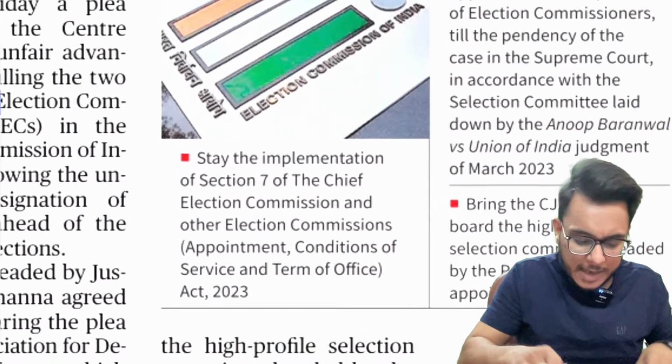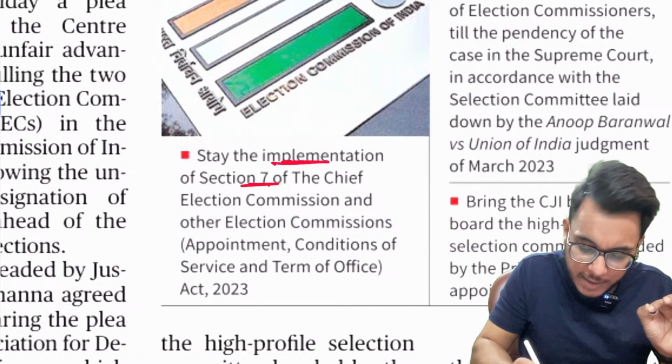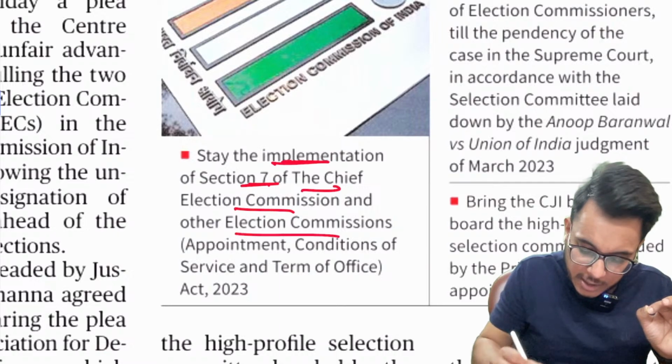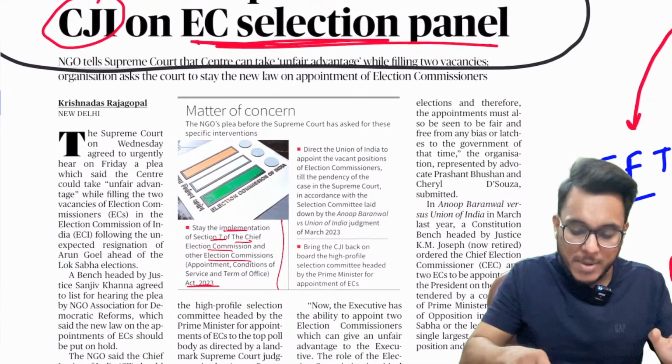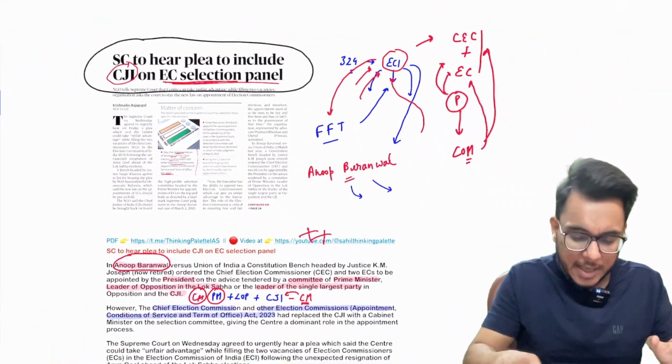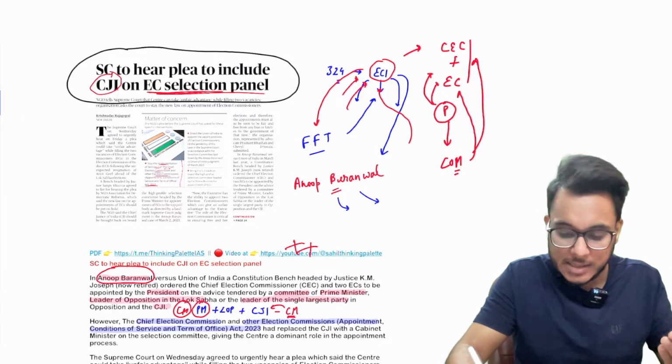So what actually is happening? There is a request to stay the implementation of Section 7 of the Chief Election Commissioner and Other Election Commissioners Act 2023. Okay, so this is something that has come. Beyond this, guys, nothing important is there. I hope that you have understood it along with the background. Now moving on to the next article.